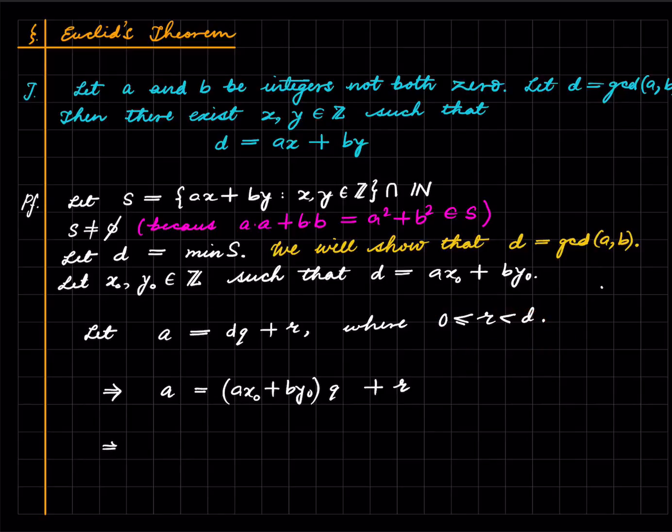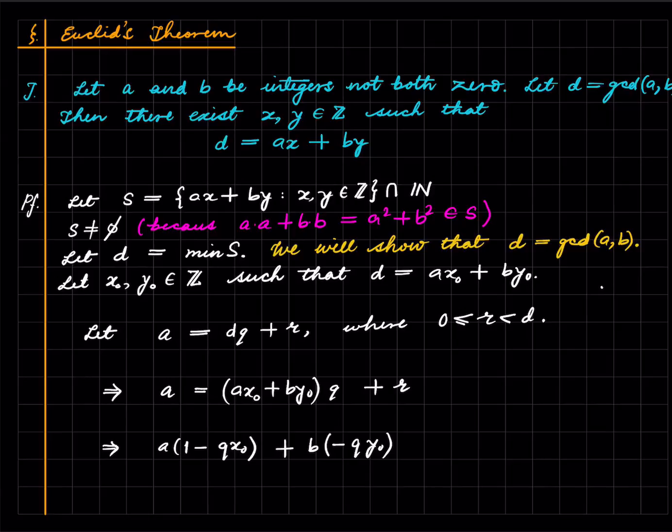Alright, so if you do basic algebra, you will get this is equal to a times (1 minus qx0) plus b times (minus qy0).